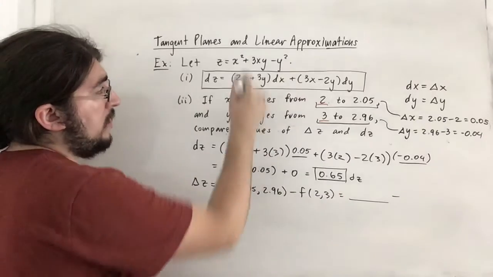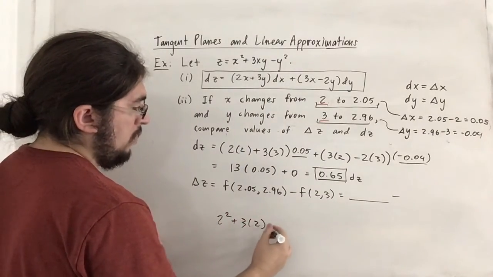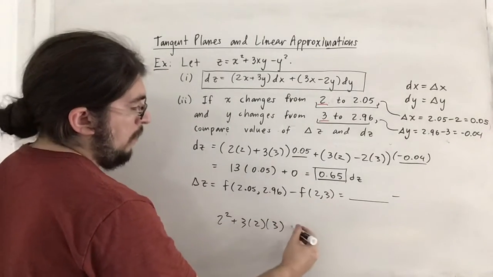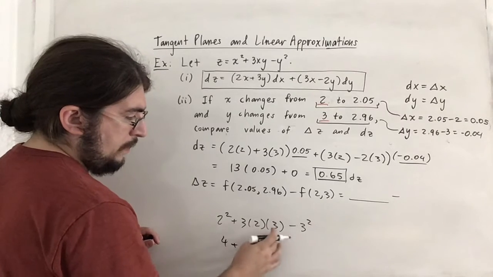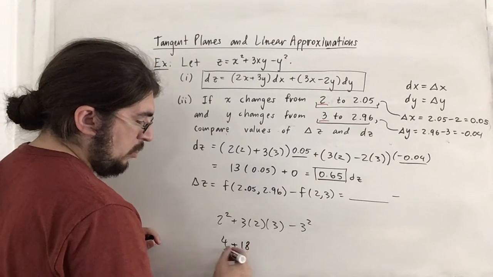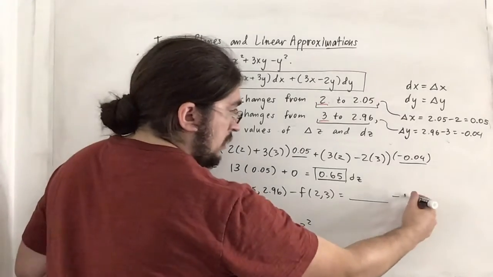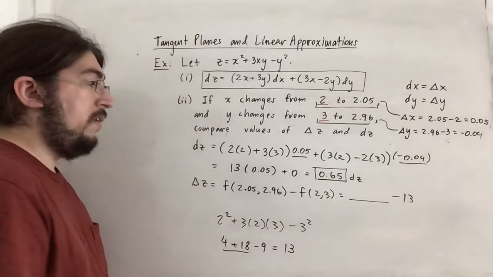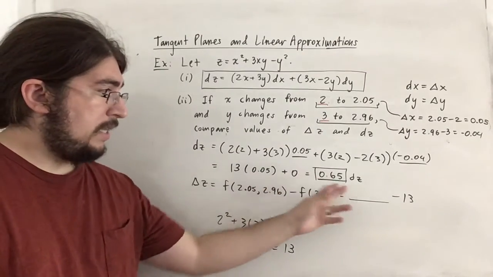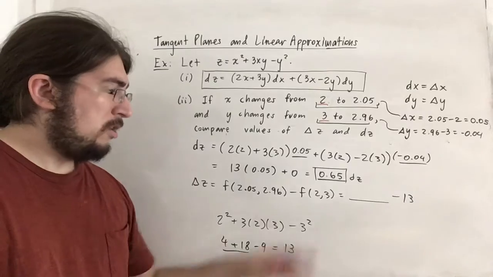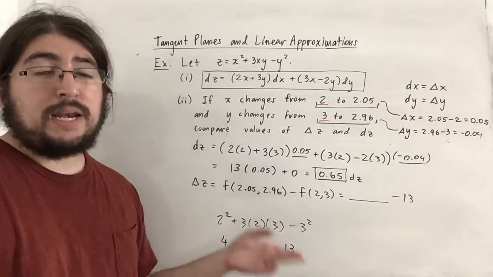When you plug in 2 and 3 into the original, well, you get 2 squared plus 3 times 2 times the y value, which is 3, minus the y value squared. So all in all, this is 4, plus 3 times 3 is 9, times 2 is 18, so that's 22, minus 9, 22 minus 9 is 13. So it's this minus 13. So hopefully this delta z will be close to dz, in the case that this will be a little bit bigger than 13. So my guess would be 13.6 or something like that. So I'm going to do that calculation off screen and let's see what we get.